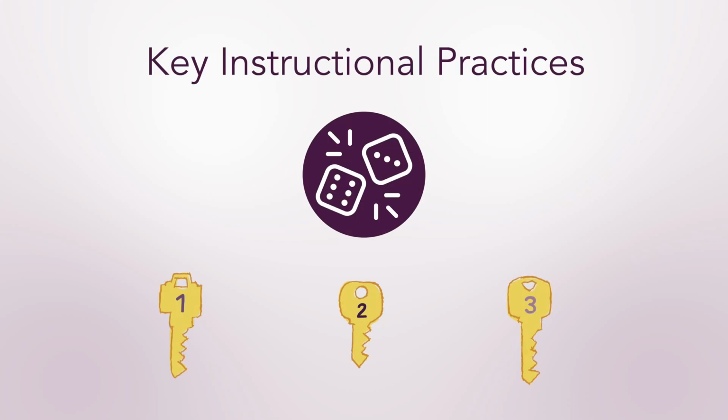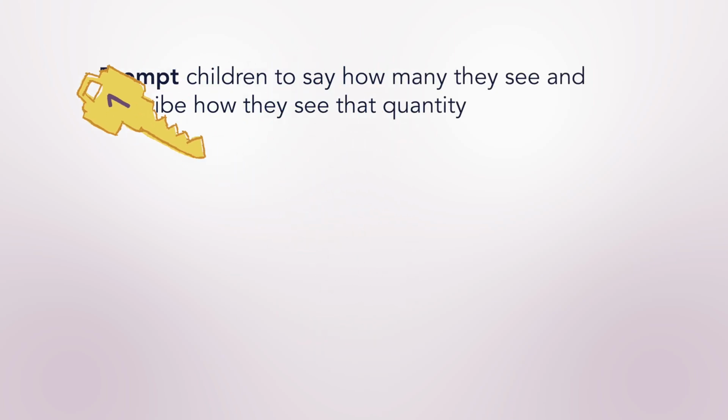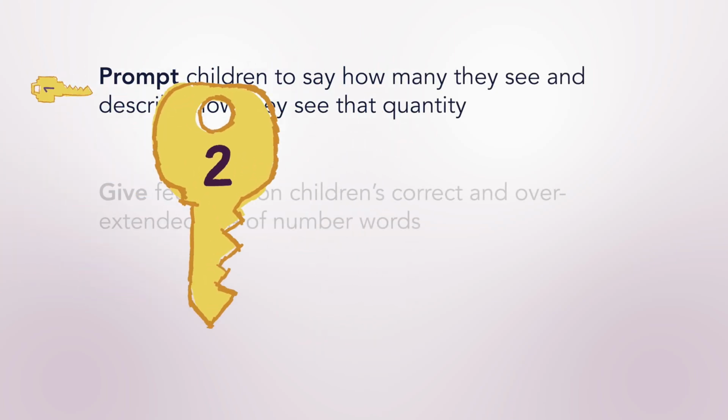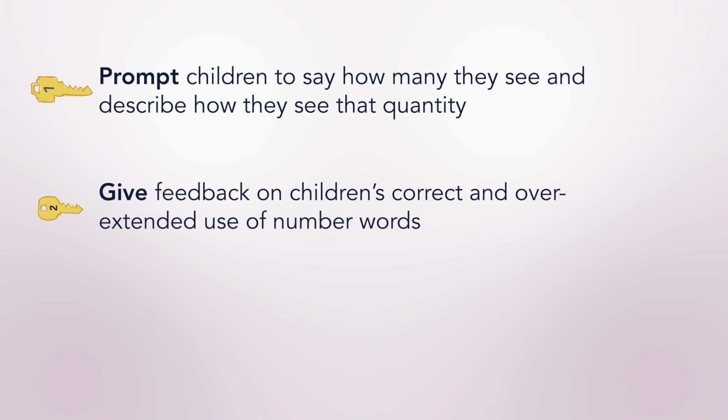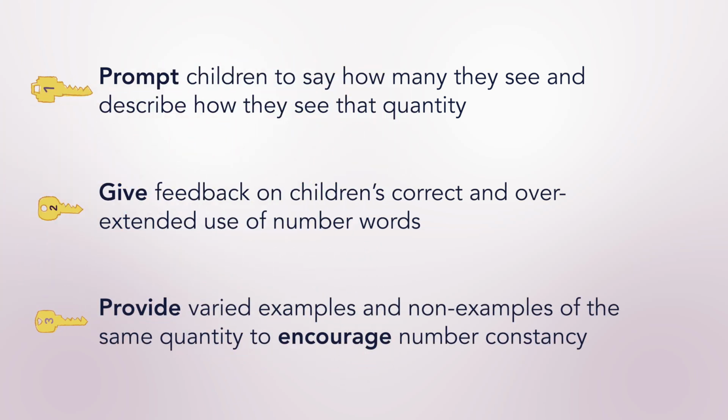This activity provides the opportunity to use the following key instructional practices for subitizing. Prompt children to say how many they see and describe how they see that quantity. Give feedback on children's correct and overextended use of number words. And provide varied examples and non-examples of the same quantity to encourage number constancy. Let's join a couple of classrooms as they engage in this activity.